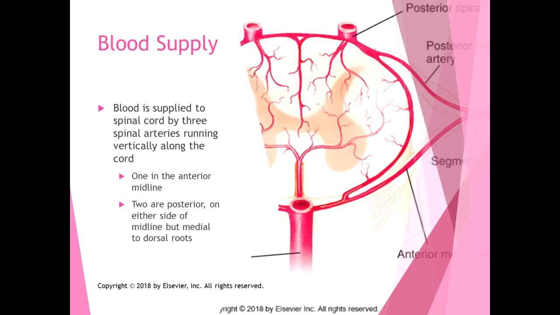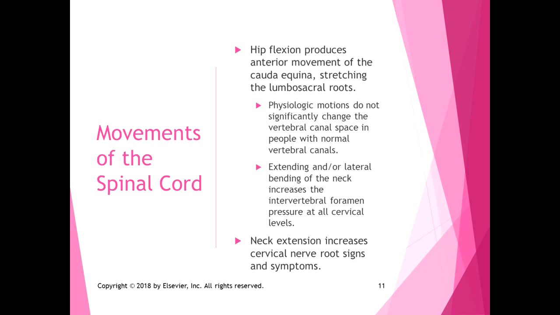So the spinal cord needs to be able to move within the vertebral column. So when we create neural tension when we flex the vertebral column, it stretches the spinal cord and spinal nerves. So hip flexion produces anterior movement of the cauda equina and stretches the lumbosacral roots. Physiological motions do not significantly change the vertebral canal space in people with normal vertebral canals. If you have stenosis or narrowing of the canal, there might be a little bit of a change in the canal space with physiological motions.